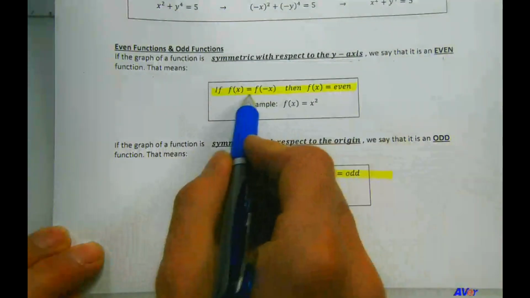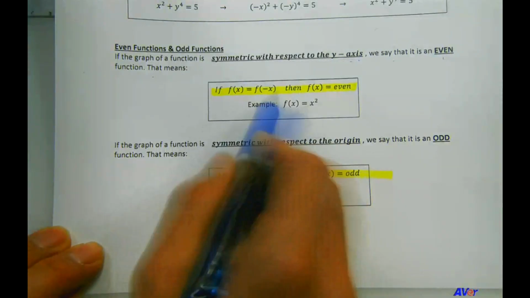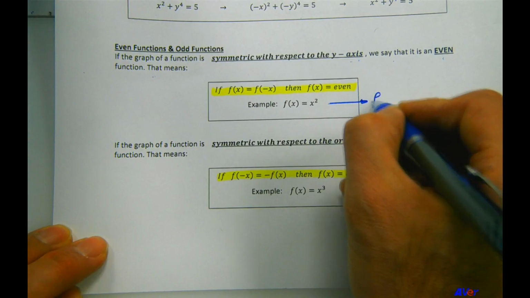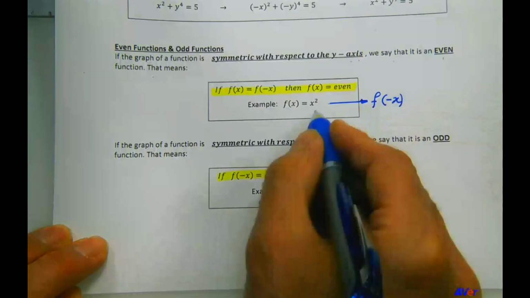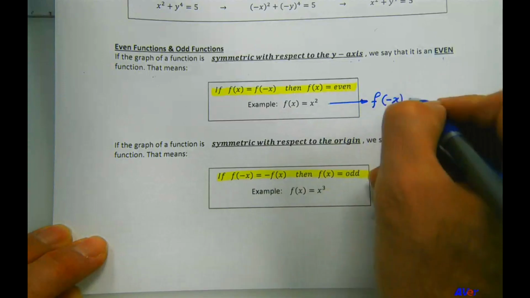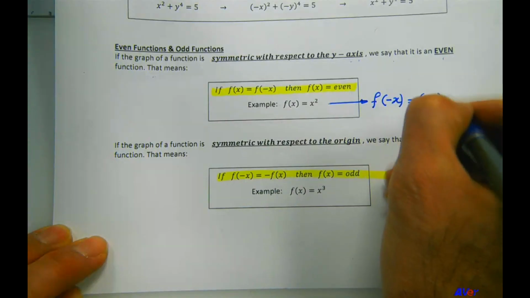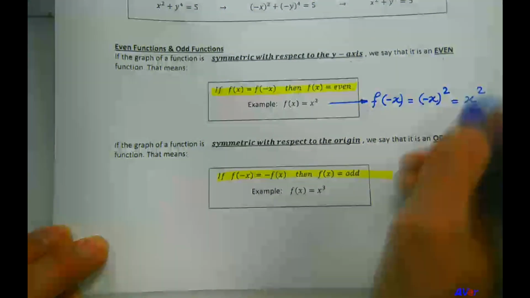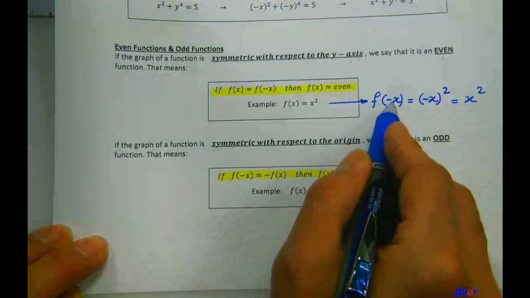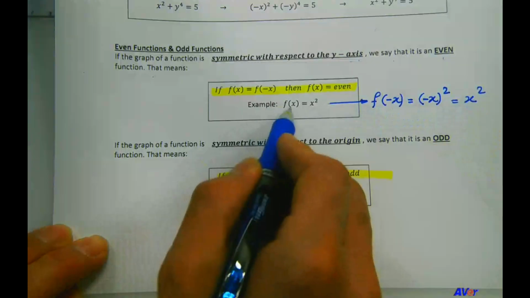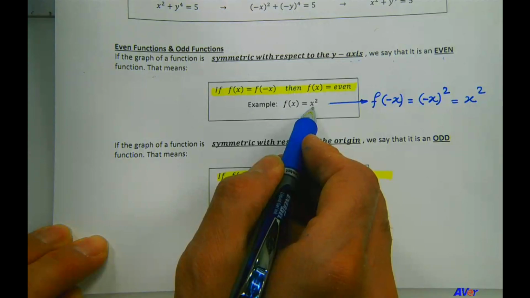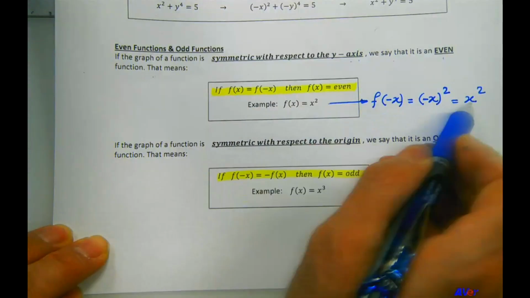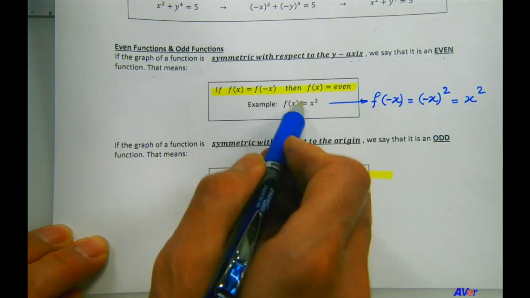So simply, in this function, replace x with minus x. What do you see? So we have the function at negative x. I replaced x with negative x and then simplify. What do we get? x squared. So f of negative x is equal to x squared, and f of x is equal to x squared. Right? So we replaced the x with negative x and we ended up with the same function. So this function is an even function.